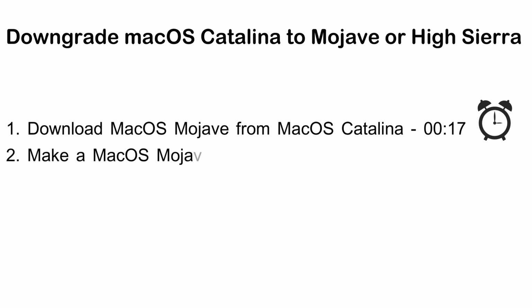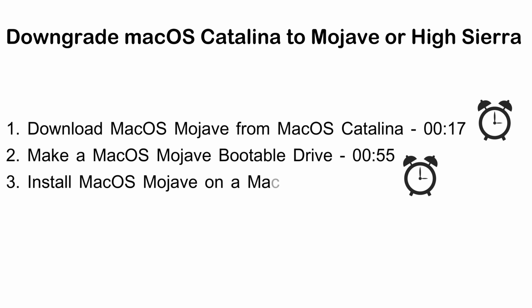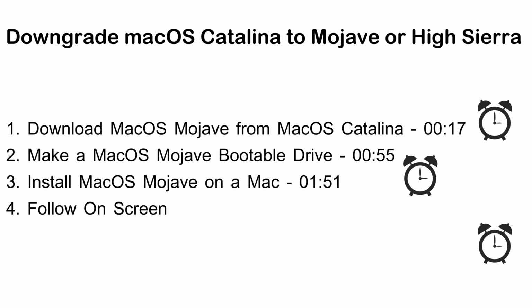This video is divided into 4 steps. First is download macOS Mojave from macOS Catalina. Second is make a macOS Mojave bootable drive. Third is install macOS Mojave on a Mac, and last is set up Mojave on Mac.